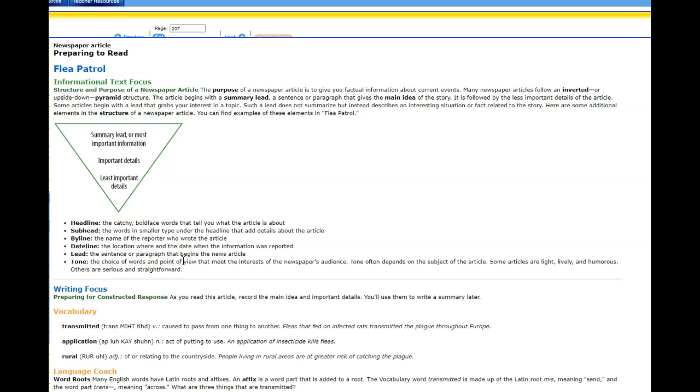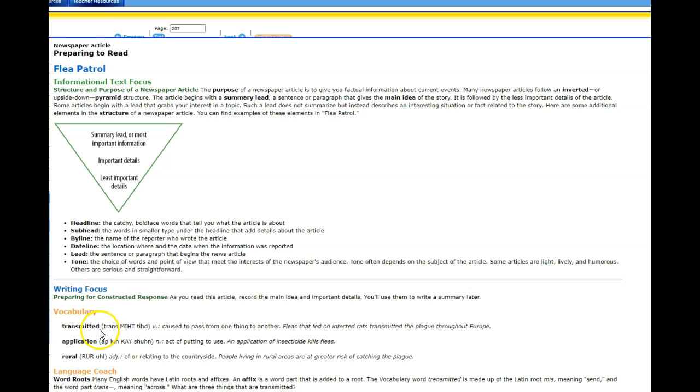Tone often depends on the subject of the article. Some articles are light, lively, and humorous. Others are serious and straightforward. Writing focus. Preparing for constructed response. As you read this article, record the main ideas and important details. You'll use them to write a summary later.